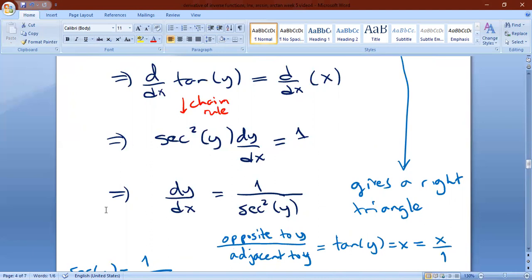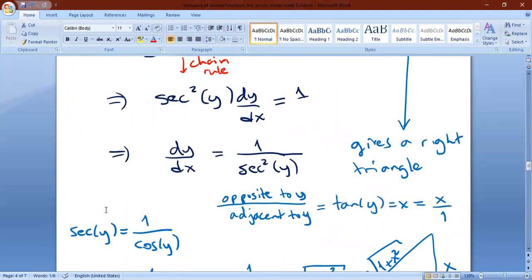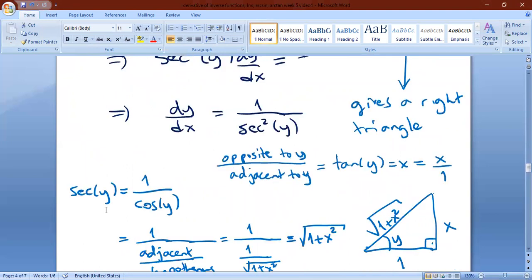Again, that gives a right triangle. So x can be written as x over 1, and tangent is the opposite side to the angle y over the adjacent side to the angle y. So the opposite side can be written as x, the adjacent side can be written as 1, if you draw the right triangle. Then the hypotenuse can be found by the Pythagorean theorem, which is square root of 1 squared plus x squared, which is this length here.